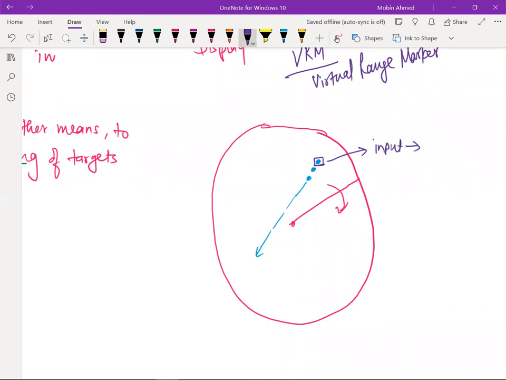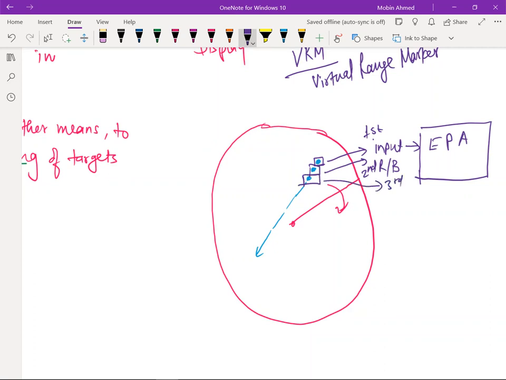The input means the range and bearing. Both inputs are given. Suppose this is an electronic plotting aid, EPA. When the target has changed, we are again going to give this second input. This was the first input, then this is the second input. And when the third one comes, we are going to give a third input.